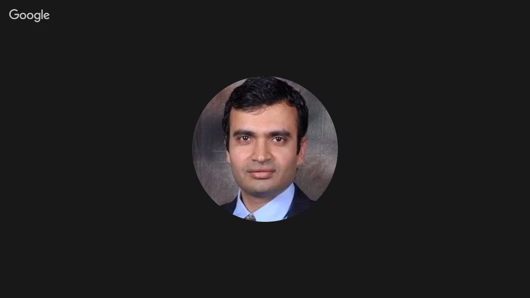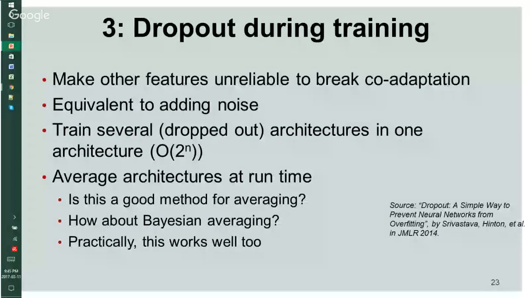When you drop out a few neurons, you're training a different neural network. So it's basically training some order of 2 to the power n neural networks, n being the number of neurons, in one network. So you're doing a dirty average of it. It's not Bayesian averaging, which would have been much better, but practically, this works pretty well.